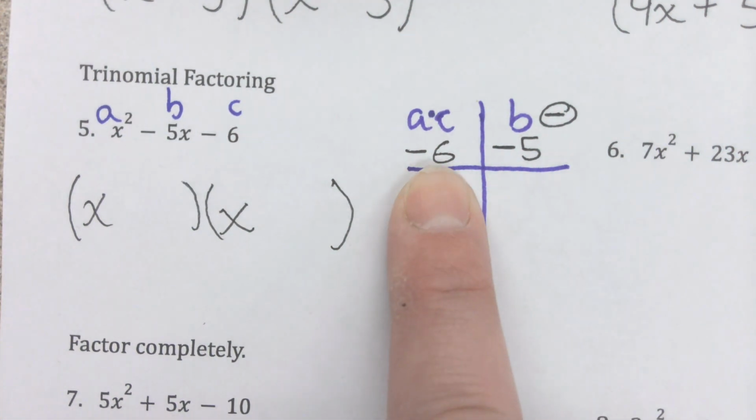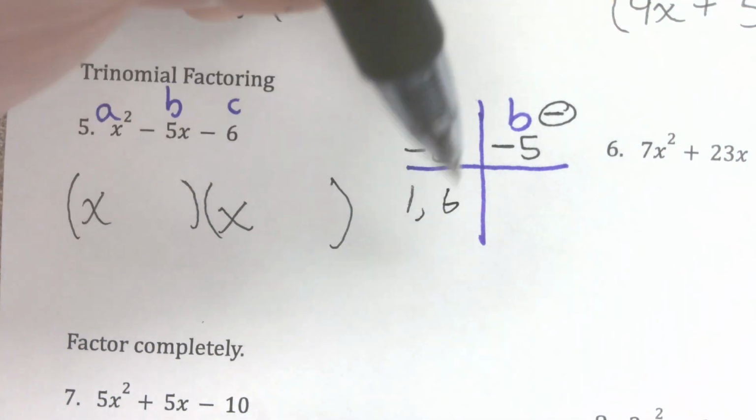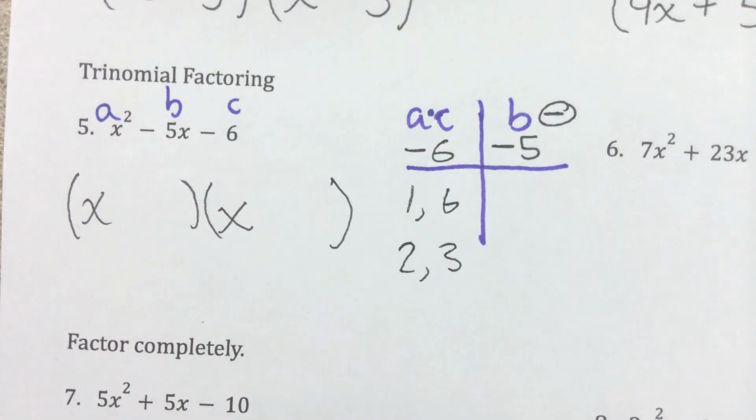Whenever your numbers are 6 and 5 like so, I always recommend considering both pairs of factors because it could be 1 and 6 or 2 and 3. It just depends on the signs. So I'm going to write out both pairs. 1 and 6, 2 and 3.